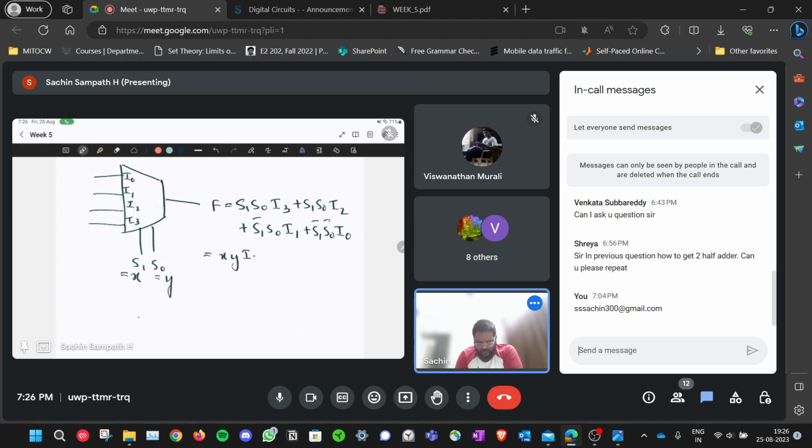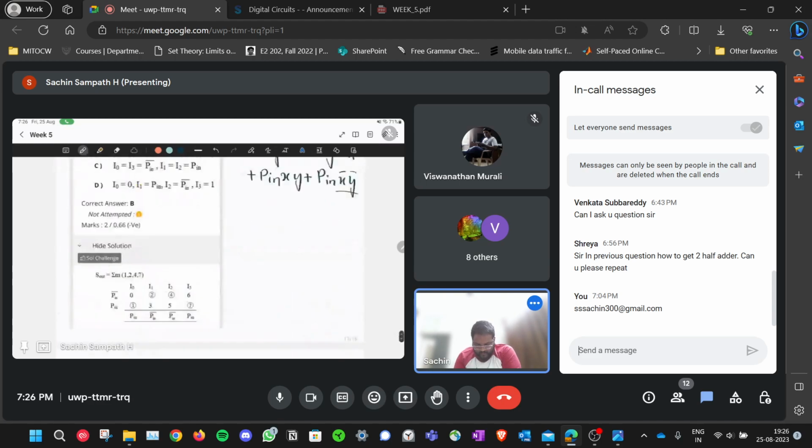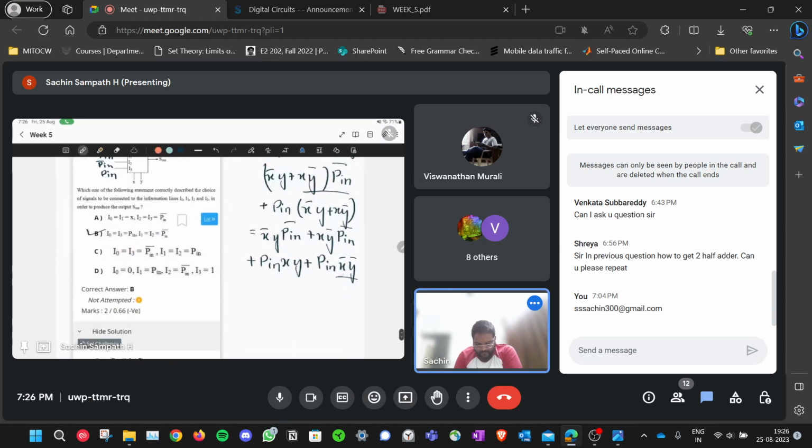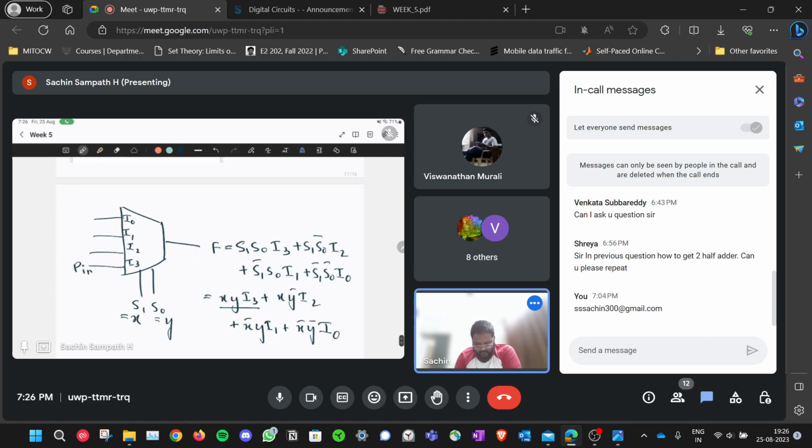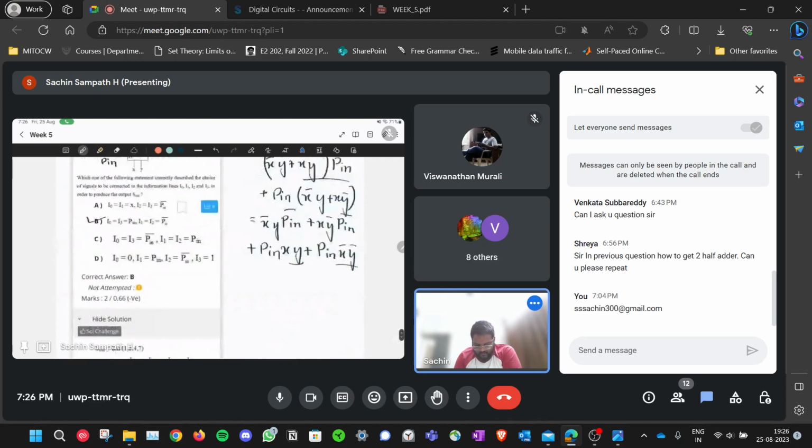XY I3 plus XY bar I2 plus X bar Y I1 plus X bar Y bar I0. Okay. Then compare it with what you want. You want XY P in. So you have XY I3. So for I3 you have to give P in. You compare the other term.